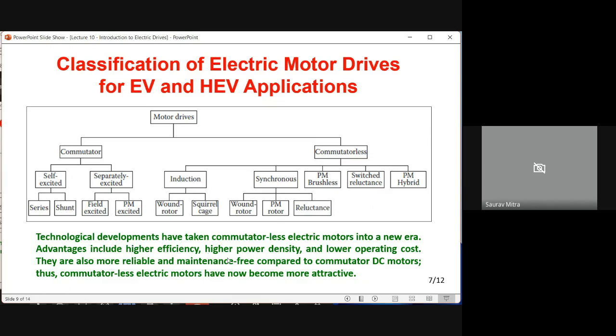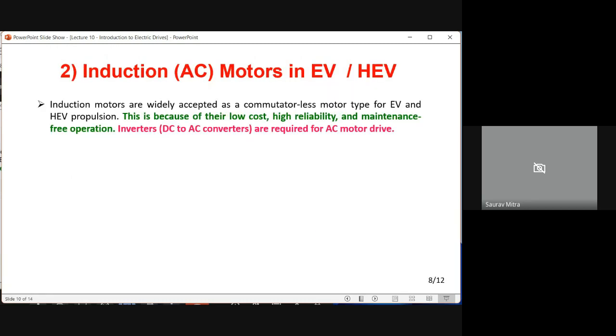Advantages include high efficiency, higher power density, and lower operating cost. And they don't generate spark. Spark is generally generated at the brush commutator arrangement in a DC motor or commutator type motor. So these commutator-less motors are also more reliable and maintenance-free compared to the commutator DC motor. Why maintenance-free? Because there is very little friction in commutator-less motors. Thus, commutator-less electric motors have now become more attractive for EV applications.